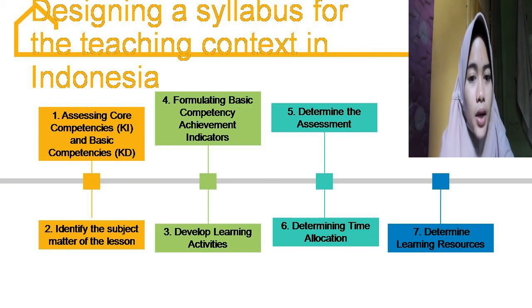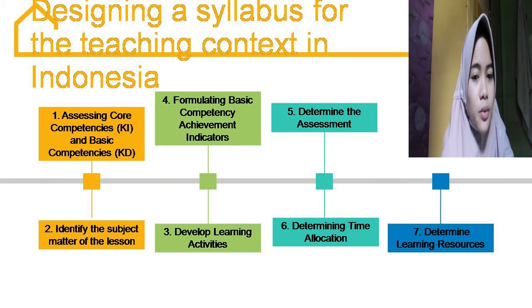For the next, determining time allocation. The time allocation for each basic competency is based on the number of effective weeks and the allocation of time for subject per week by considering the number of basic competency, breadth, depth, level of difficulty, and level of importance of basic competency. The time allocation stated in syllabus is an estimate of the average time to master the basic competency needed by various students.